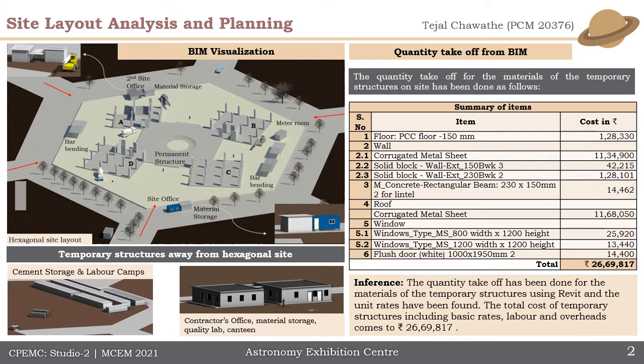On the right is the quantity takeoff done using BIM for the different materials of the temporary structures on site, and the total cost amounts to 26,69,000. It includes the basic rates, labor and overheads.